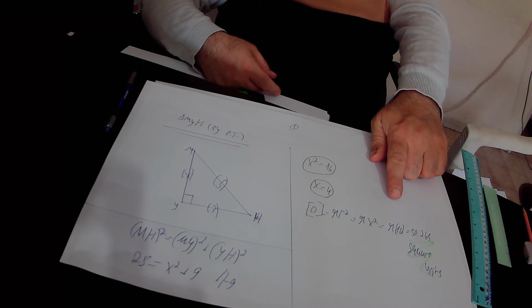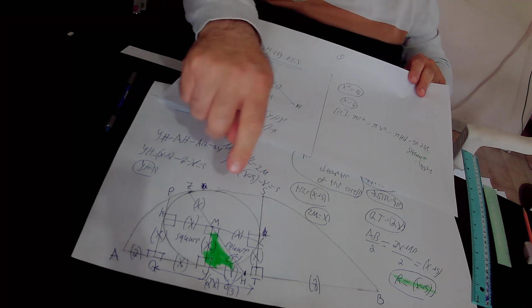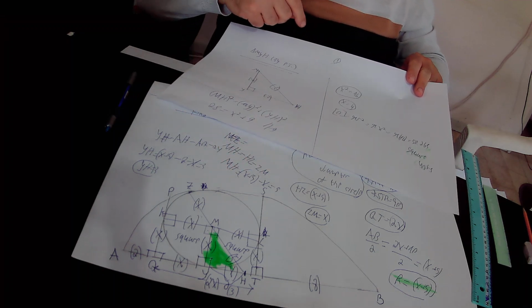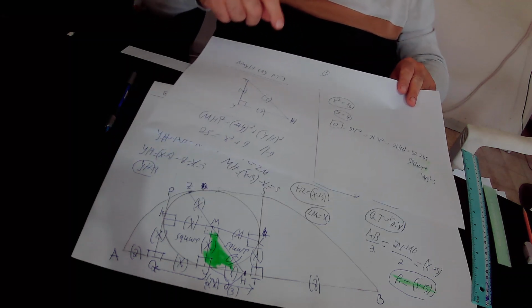So the area of the green shape equals pi x squared, and x is 4, therefore x squared is 16, so it is pi times 16. So the area of this small circle equals 16 pi square units, or in terms of numbers, it equals 50.265 square units.